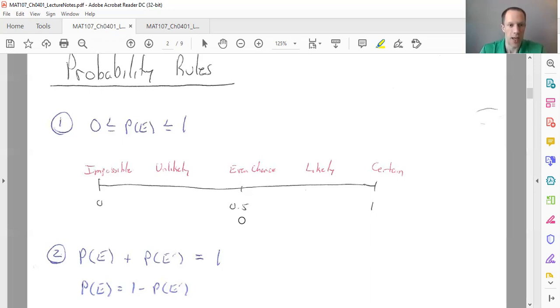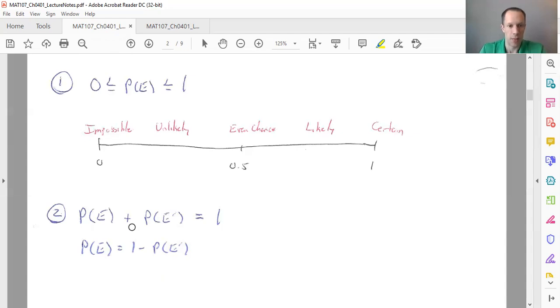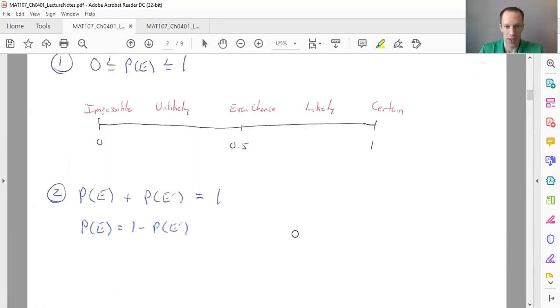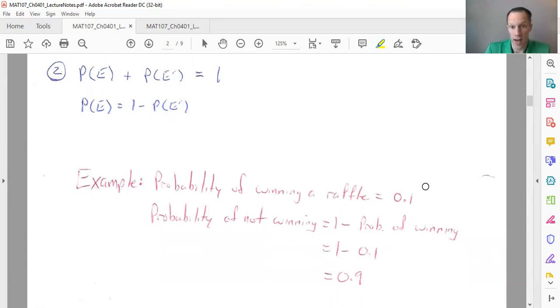Now, it's also true that the probability of an event plus the probability of its complement has to equal 1. If you want to rearrange that equation, you could say that the probability of an event is 1 minus the probability of that event's complement. So for example, if the probability of winning a raffle is 0.1, the probability of not winning, which is the complement to that event, either you win or you don't, would be 1 minus the probability of winning, which is 1 minus 0.1, which would be 0.9.